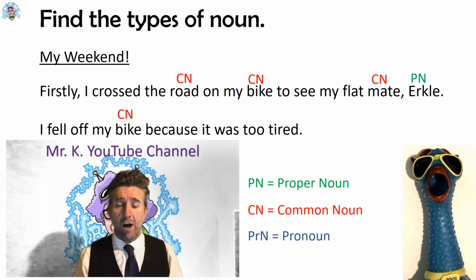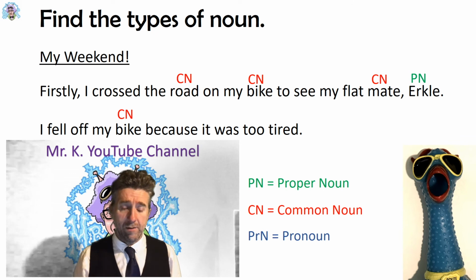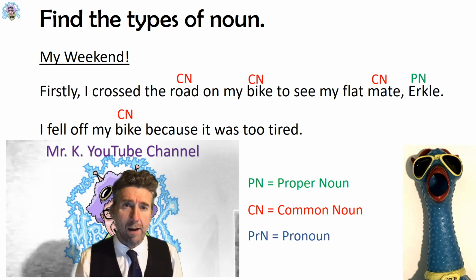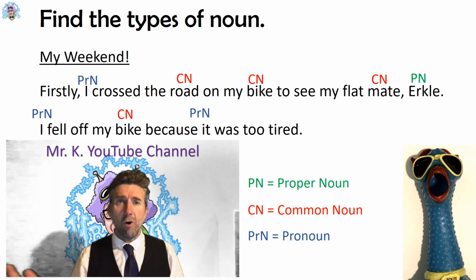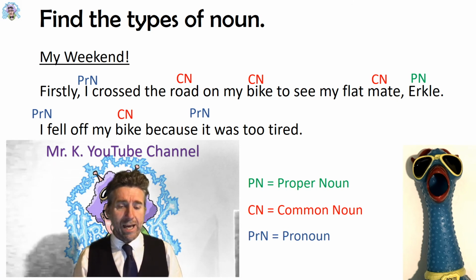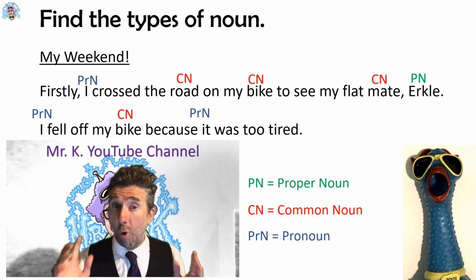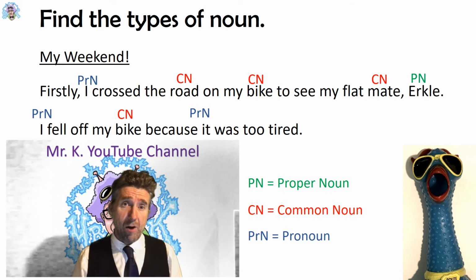Now I'm going to identify all of those pronouns with PRN, pronoun. Okay, so we'll do that now. I'll do that with blue PRN. There we go. So there are all my pronouns. So there we have it. I think we've identified all the types of nouns in my writing here.